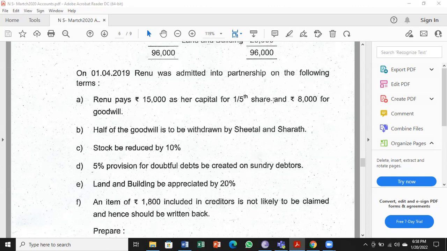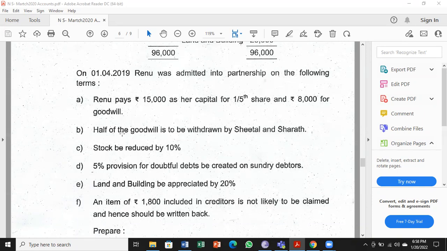Next, from this sentence, if you are not able to understand, read again and again to understand better. From this, you will come to know Renu getting 15,000 as capital and 8,000 for goodwill. That means cash is coming into business. Underline the word pays. That is very important. That is nothing but cash. They do not use the word cash, but the word pays is equal to cash payment only.